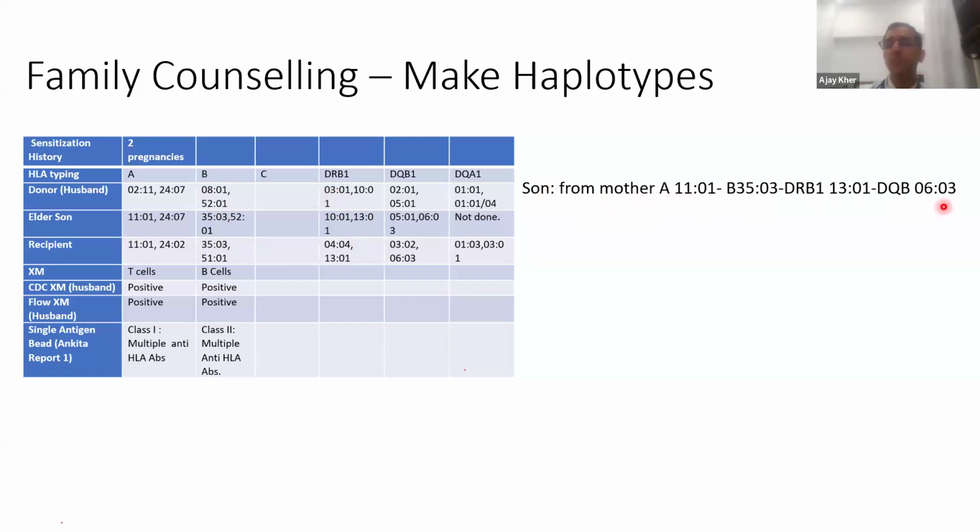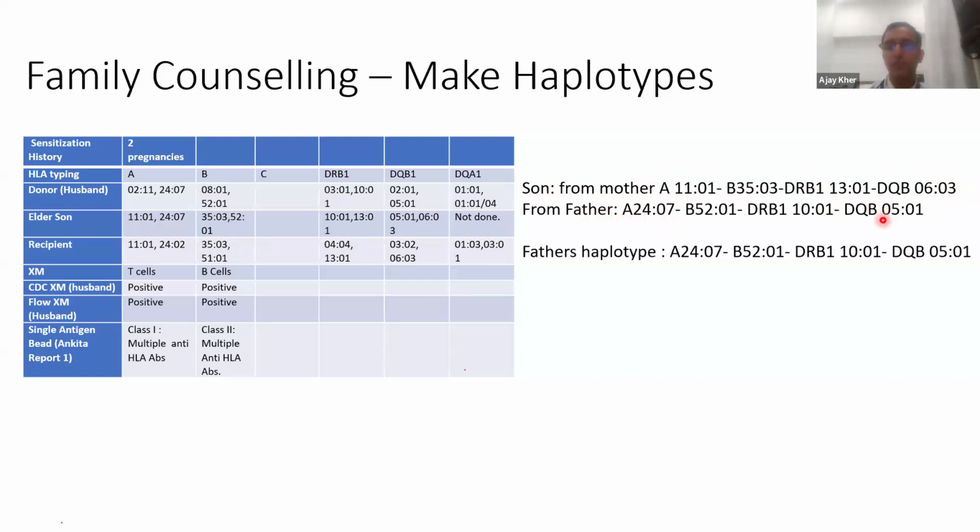Because the mother is the recipient, you don't have to worry about antibodies against her, because those are self-antigens for the mother. What did he inherit from his father? This is what he's inherited from his father. For the father, there's the same haplotype that is in the son, and then there's going to be the second haplotype. And so you have these.